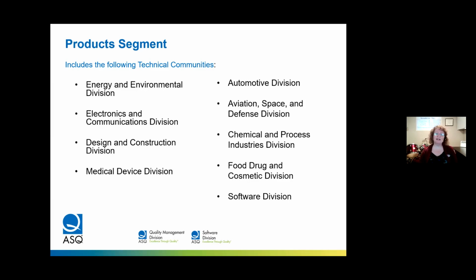And the last segment is our software division, where members include software professionals, software engineers, and anyone looking to apply quality principles to software development. So there might be a unique interest in this segment if this is something that you're looking at specifically. And that's the segments that we have. All right.